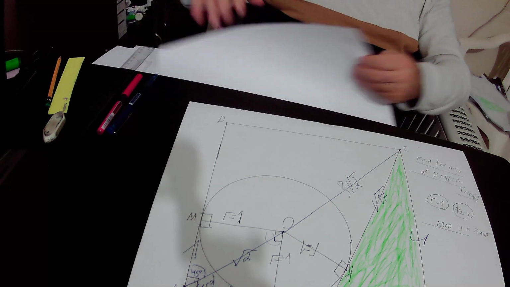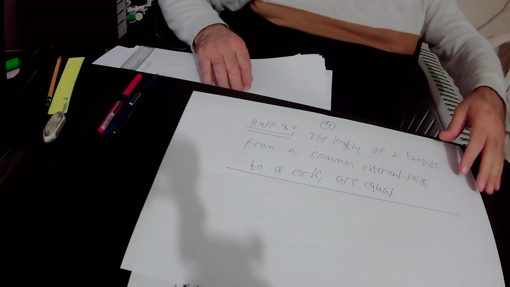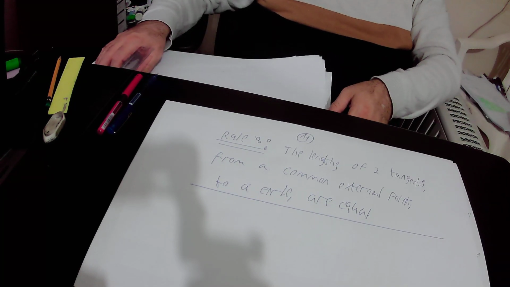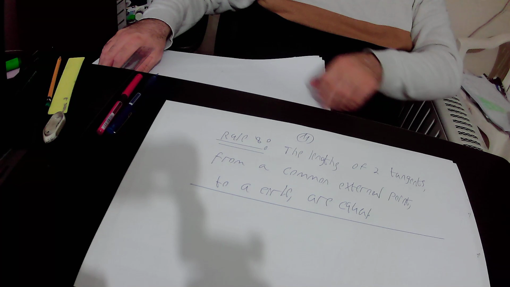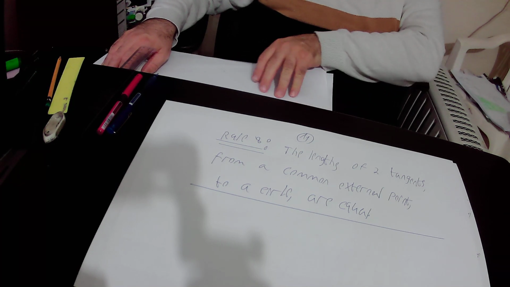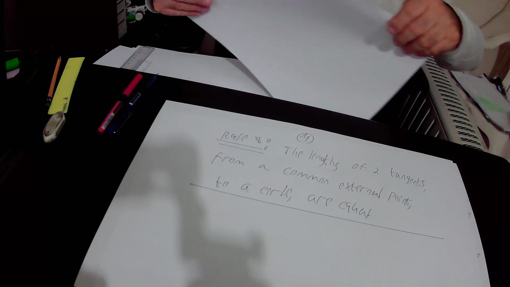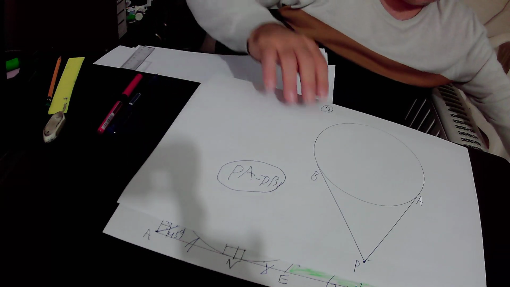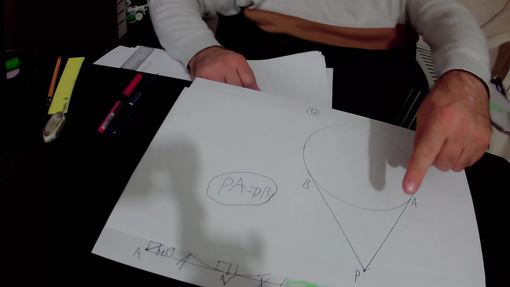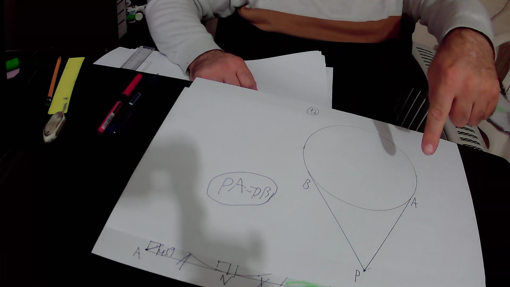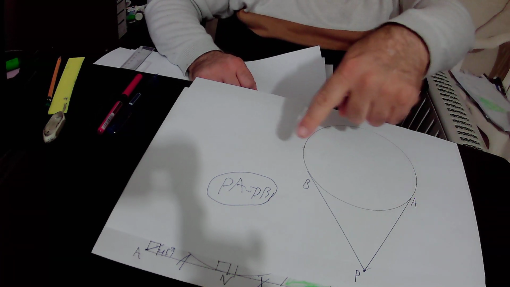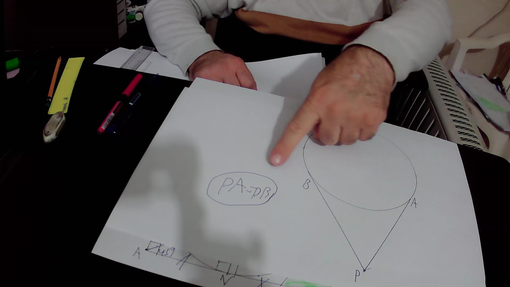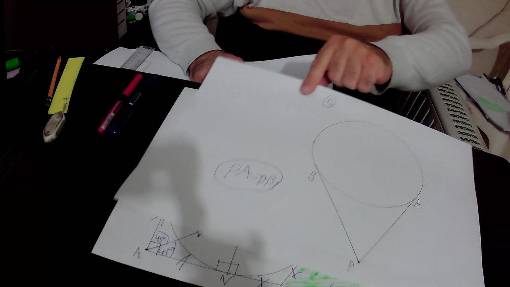And then I presented to you rule number 8. According to rule number 8, the lengths of two tangents from a common external point to a circle are equal. What is the meaning of rule number 8? The meaning is that if we have a common external point, point P, and from point P we draw two tangents to this circle, then the lengths of those two tangents will be equal to each other, that is to say PA equals PB.